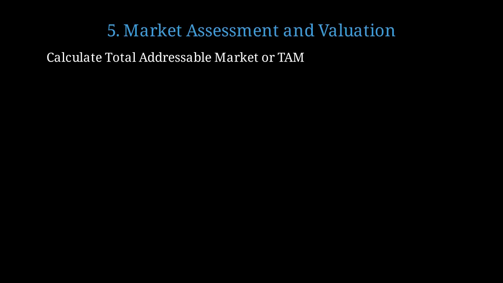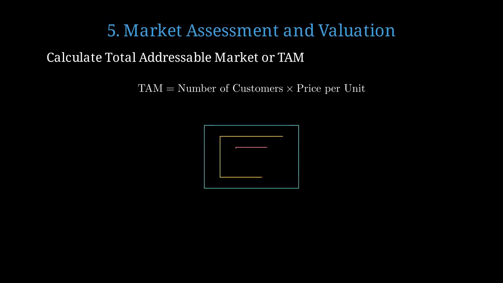Before licensing or commercializing, you must assess the market potential and value of your invention. Start by calculating the total addressable market, or TAM, which represents the total revenue opportunity available. TAM equals the total number of potential customers multiplied by the price per unit. The market can be broken down into TAM, which is total addressable market, SAM, which is serviceable addressable market, and SOM, which is serviceable obtainable market, or your realistic share.